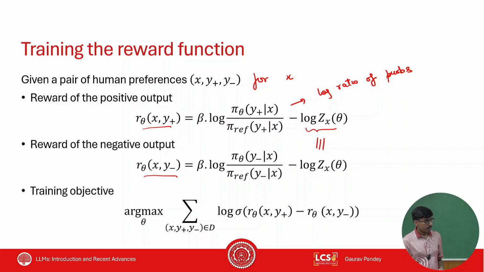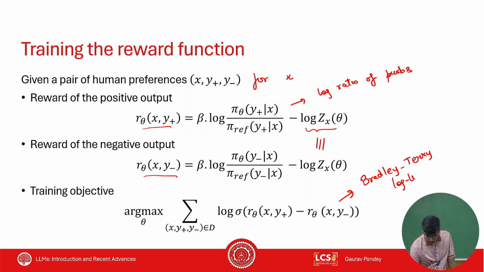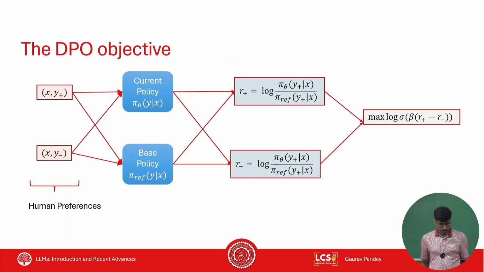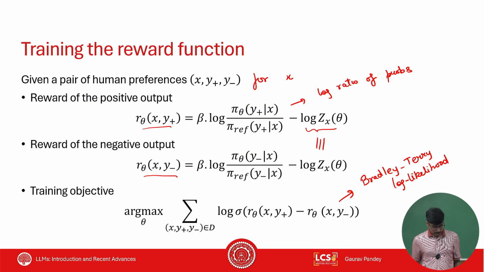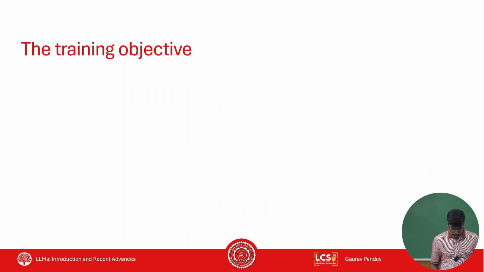This is the Bradley-Terry log likelihood. So the objective is the same. We kept the same equations. We just eliminated the reward function learning. So what would be the training objective? Let's replace it now, for x, y plus and y minus.